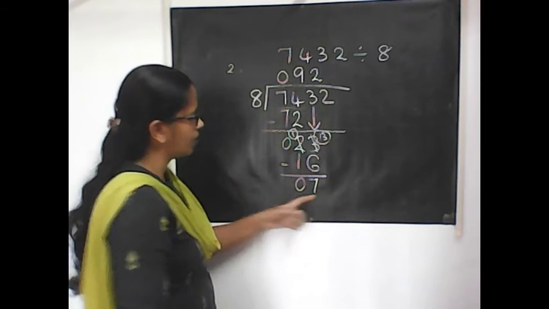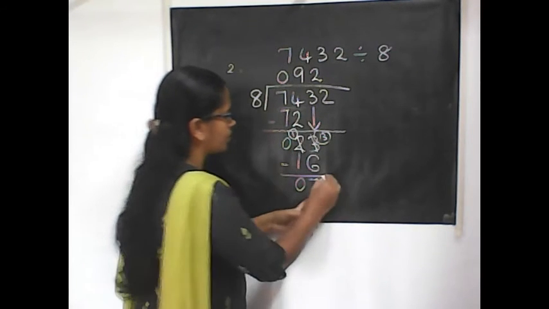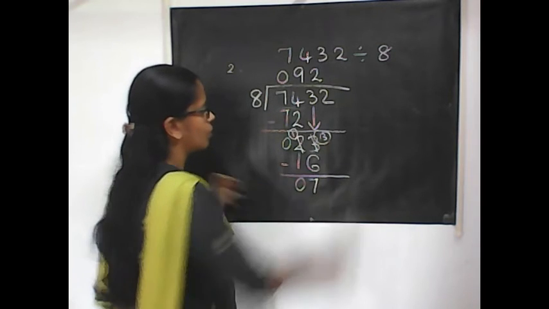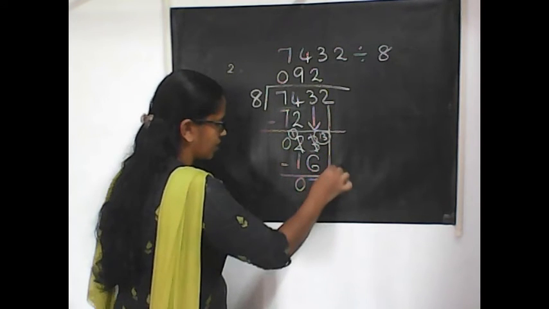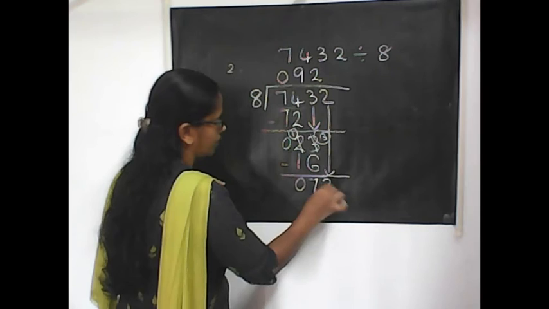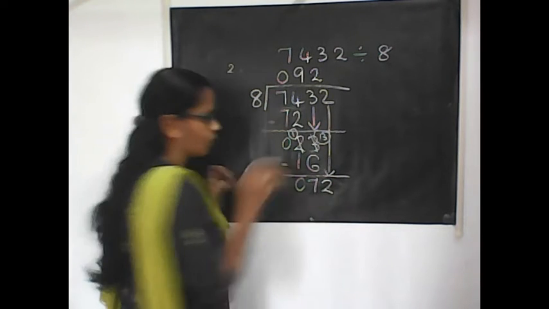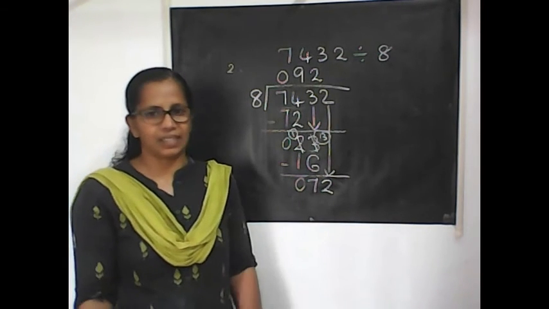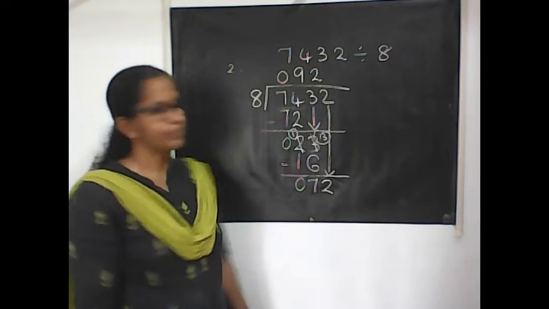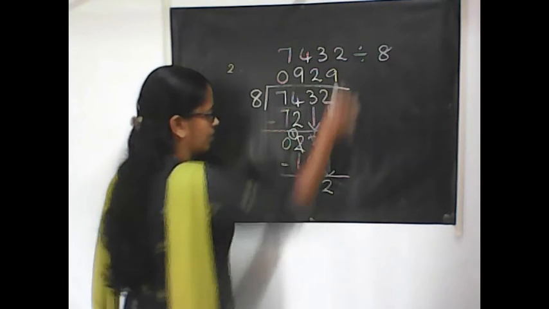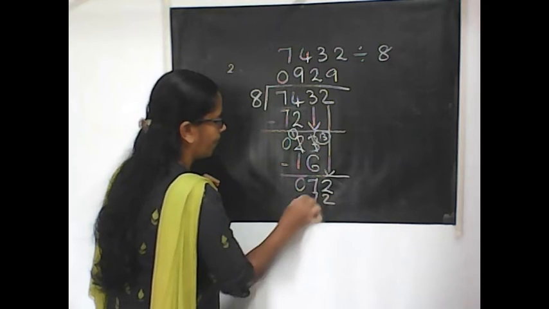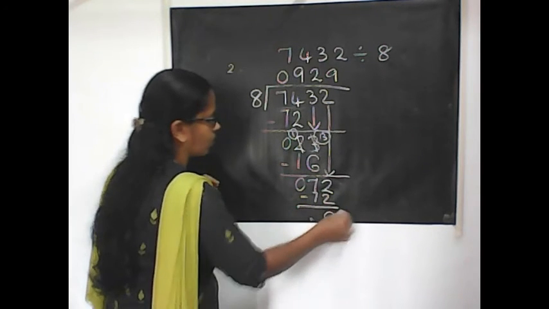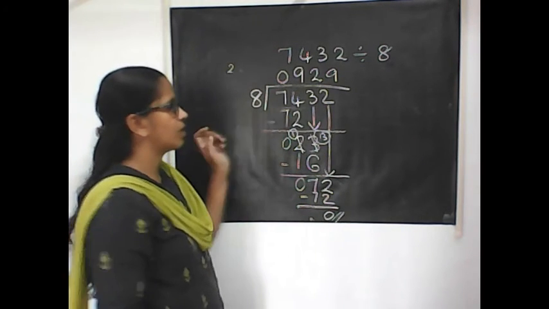So now you have again 7 toffees. Is it possible to take 8 from 7? No, it's not possible. So bring down the next digit, 2. Not 2 alone, 72. From 72 you can take away 8. How many times? Yes, it is 9 times. So write 72 there. Balance is 0. So the answer is this one.